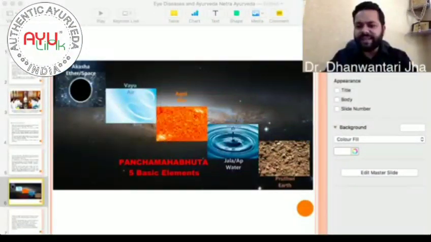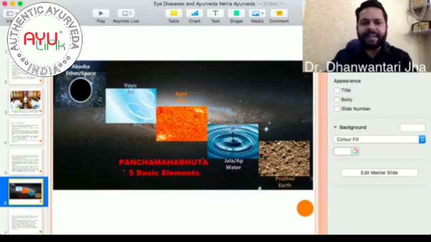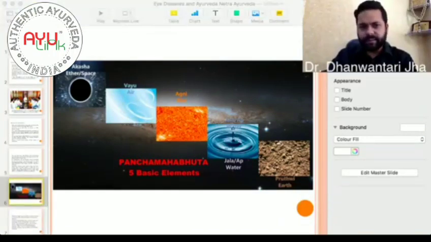Ayurveda believes that every living and non-living object in this world is made up of a combination of 5 basic elements of the world, namely Akash or ether, Vayu or air, Agni or fire, Jal or water, and Prithvi or earth. As you can see in the image, these are the 5 basic elements of the world. The lightest being Akash, it is on the top left of your screens. And then come Vayu or air, Agni or fire, Jal or aap, and Prithvi or earth.